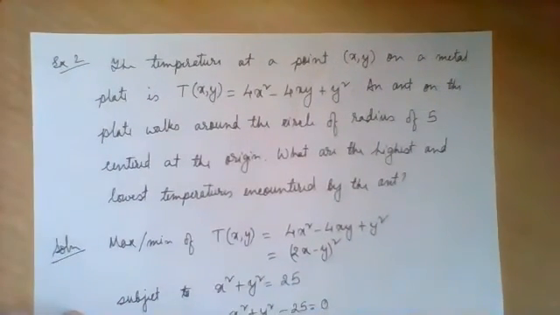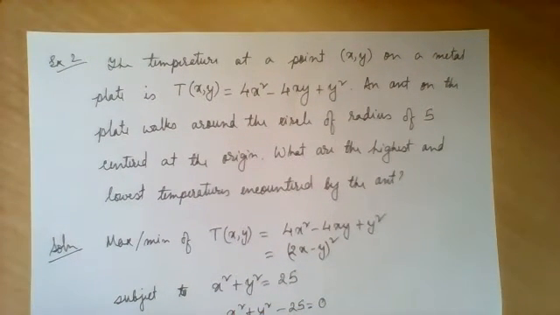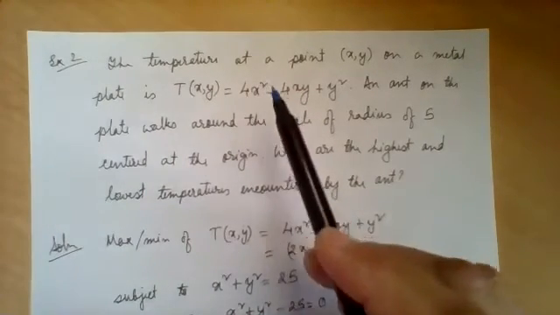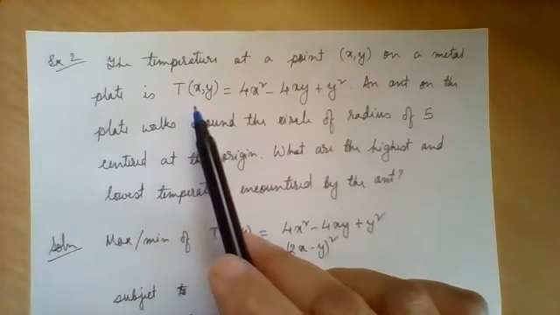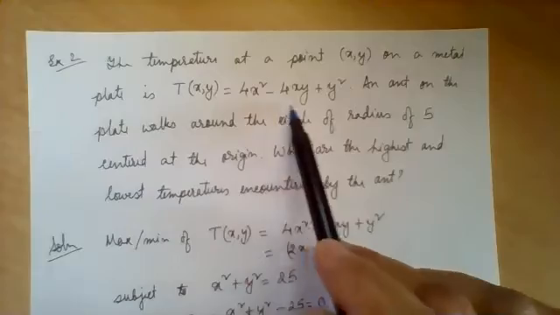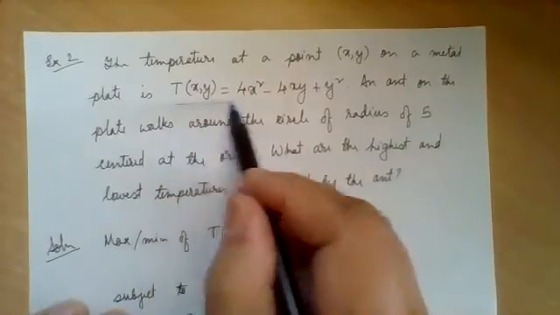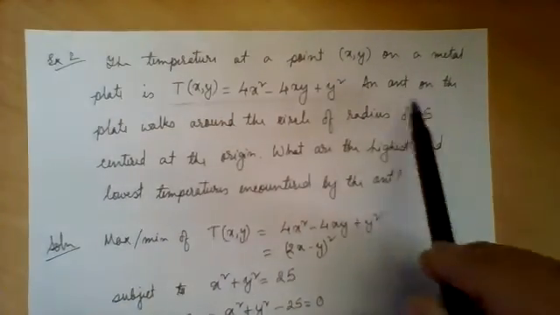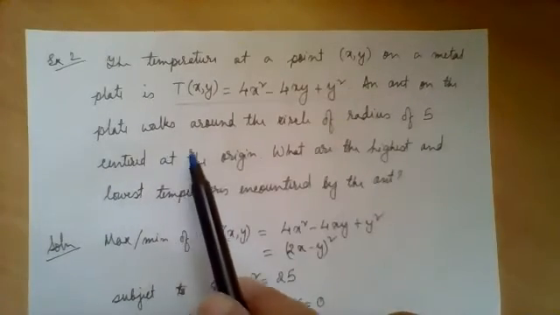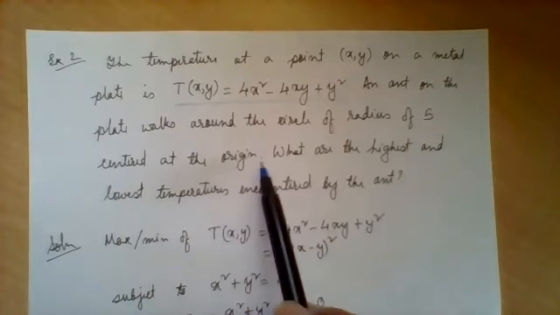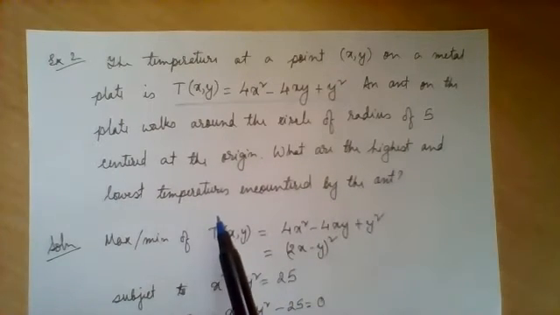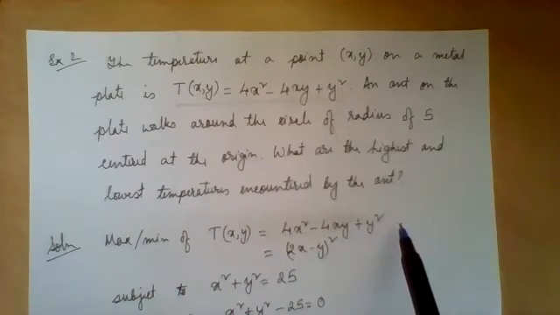Okay, this example. The temperature at a point (x, y) on a metal plate is given by this expression for temperature. An ant on the plate walks around the circle of radius 5 centered at the origin. What are the highest and the lowest temperatures encountered by the ant?